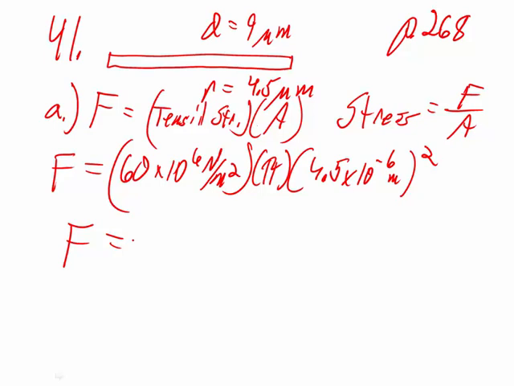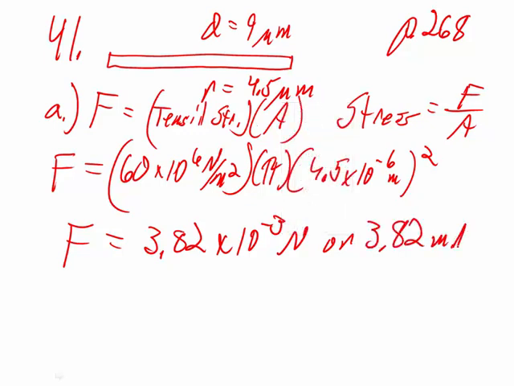And we get 3.82 times 10 to the negative third newtons, or 3.82 millinewtons. Okay, that's A. Now let's look at B.